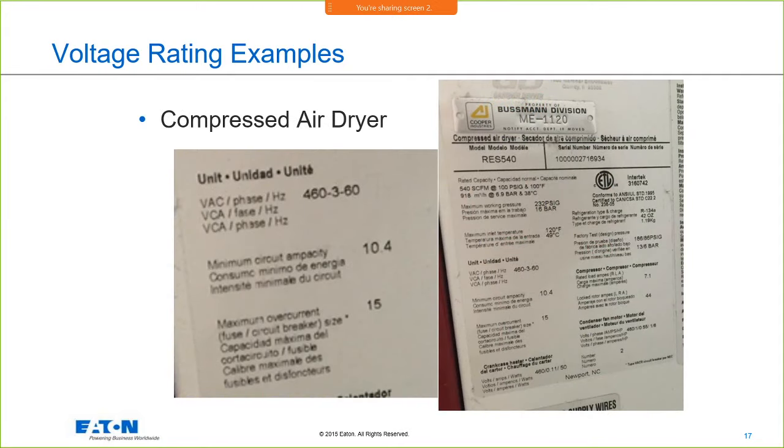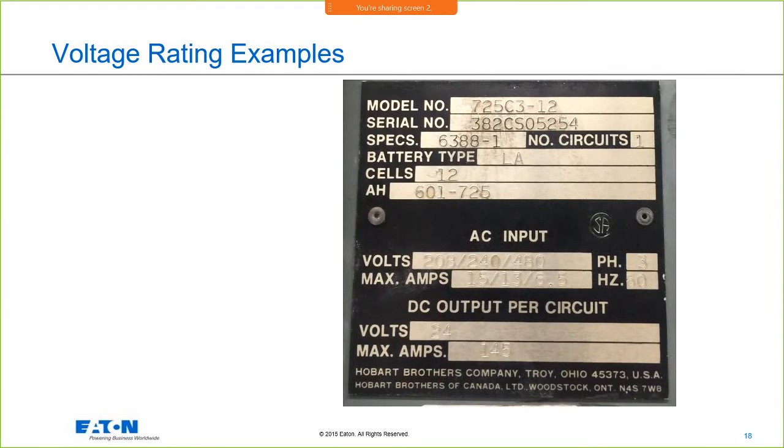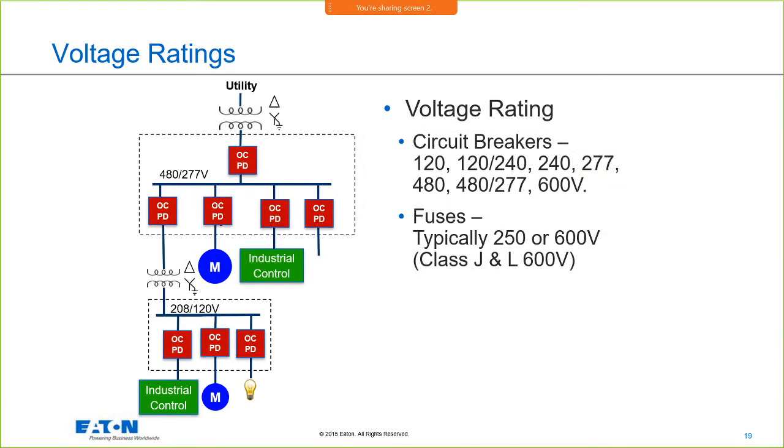Circuit breakers and fuses aren't the only devices that will have voltage ratings. All of this different equipment will have voltage ratings. There's 460 volts, 3-phase, 60 hertz. This one tells you voltage 208, 240, 480 on the input, DC output per the circuit is 24 volts, maximum amps. So all of the equipment that we apply in a power distribution system is going to have a voltage rating because we've got to make sure that we are applying the equipment correctly. And the voltage rating of the equipment may limit your use of that equipment.